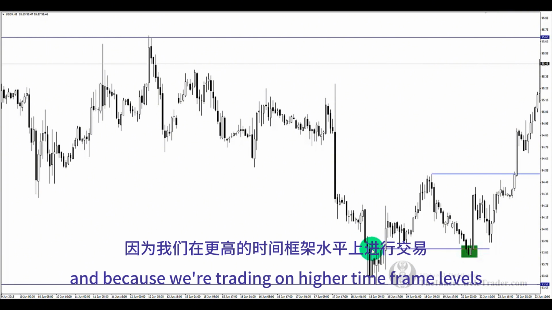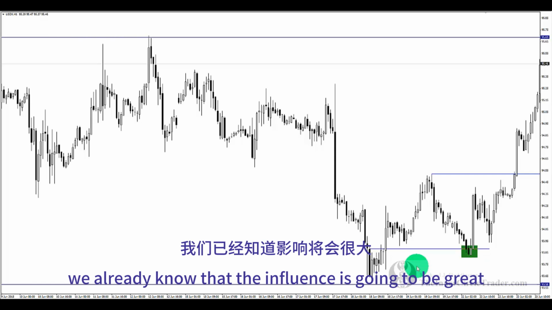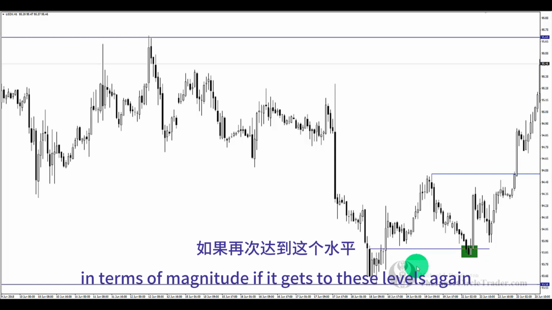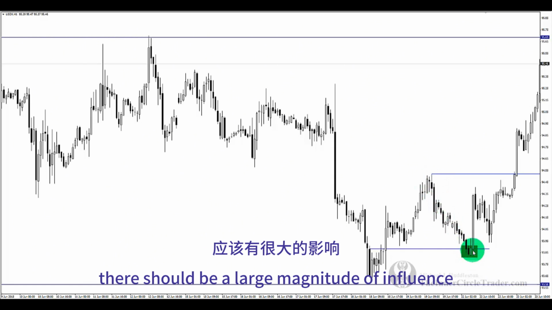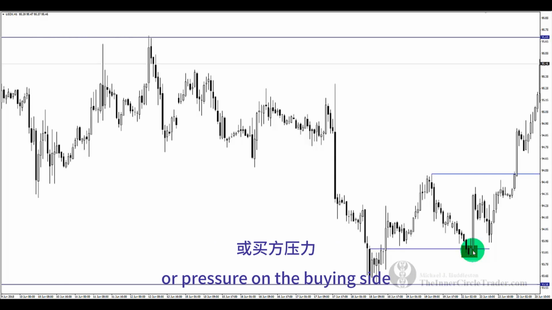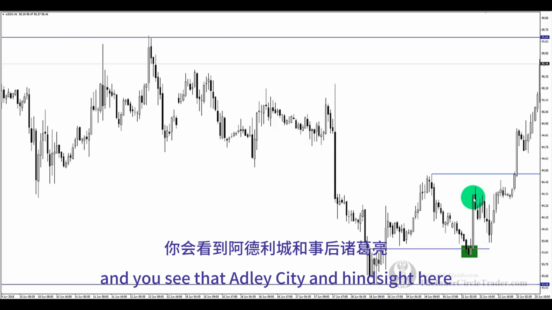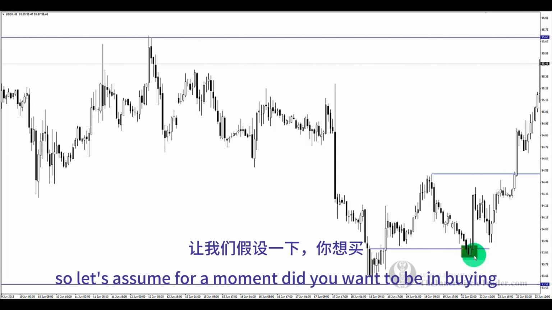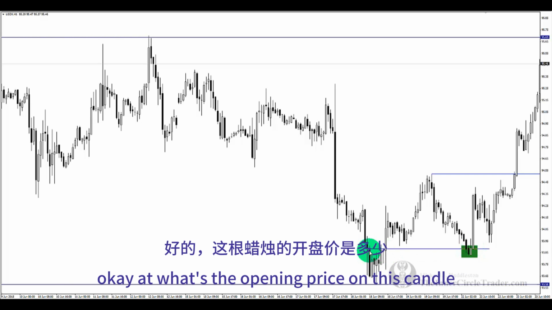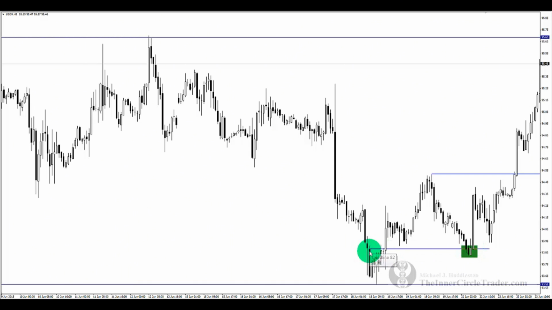Because we're trading on higher time frame levels, we already know that the influence is going to be great in terms of magnitude if it gets to these levels again. In other words, this retracement, when it gets down here, there should be a large magnitude of influence or pressure on the buying side. And you see that obviously in hindsight here, but nonetheless, it's true to form to what we teach. So let's assume for a moment that you wanted to be buying. What's the opening price on this candle?